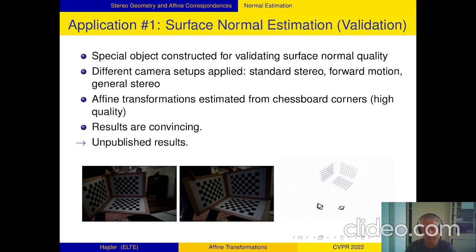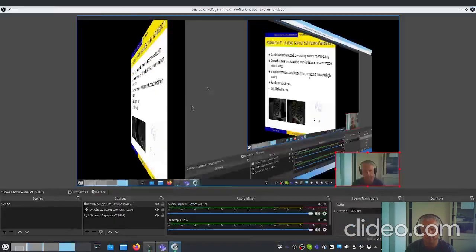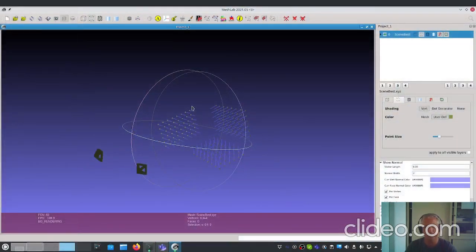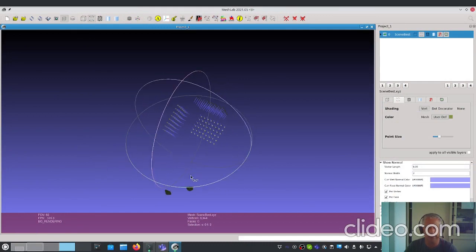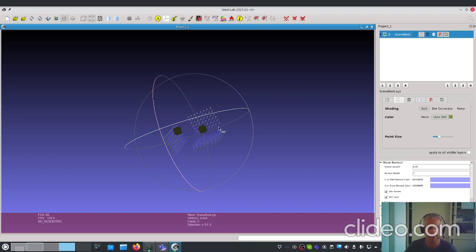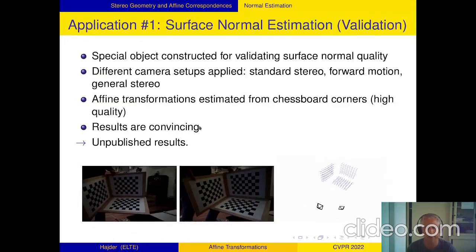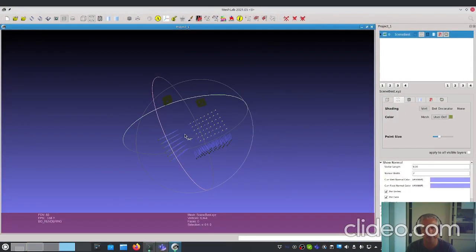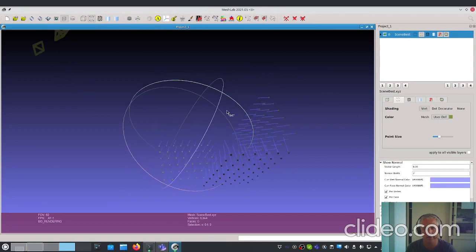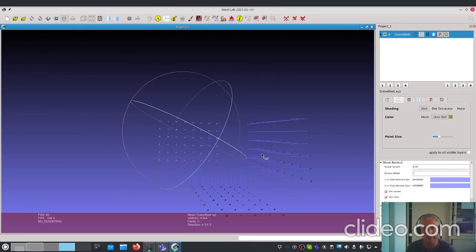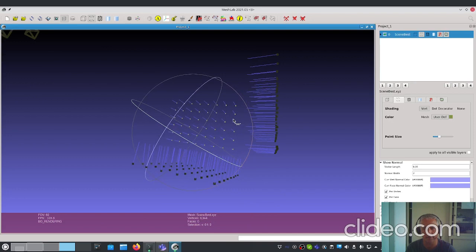Different camera models are applied. Now I only want to show you one example. Here are the two images. So this is the general case when two images are arbitrarily taken. I go back. Here you see on the bottom line the two images, and then the three-dimensional locations of the regular chessboard corners are seen here, and the surface normals are also visualized.